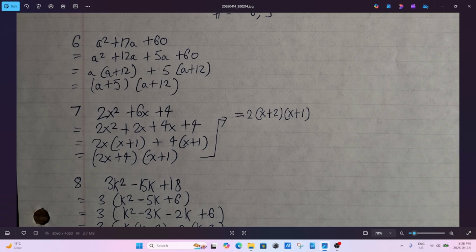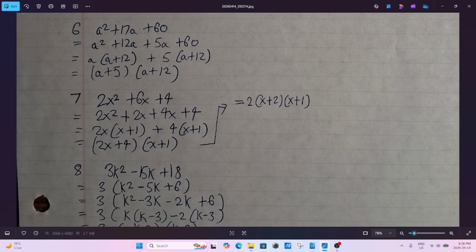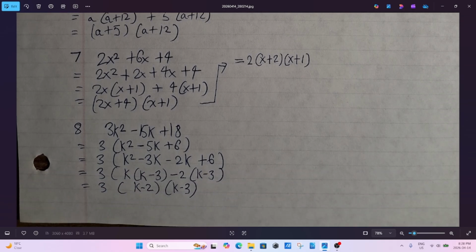Question 7, 2x squared plus 6x plus 4. We can split the middle into 2x plus 4x. And if we do that and we factor out 2x from the first two terms, we get 2x times x plus 1 plus 4 times x plus 1, which is 2x plus 4 times x plus 1. And we can factor out another 2, and that will be 2 times x plus 2 times x plus 1.